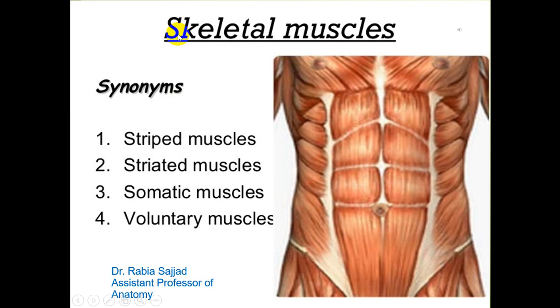Today I'm going to discuss the general anatomy of skeletal muscles. In the previous lecture, I have already discussed the general features of a skeletal muscle and also some microscopic features: that these are long cylindrical muscles, multinucleated, they show striations, are non-branching, and are under voluntary control. That is why different synonyms used for skeletal muscles are striped muscles, striated muscles, somatic muscles, and voluntary muscles. In this first section, I'm going to discuss the structure of skeletal muscles and structures associated with skeletal muscles.